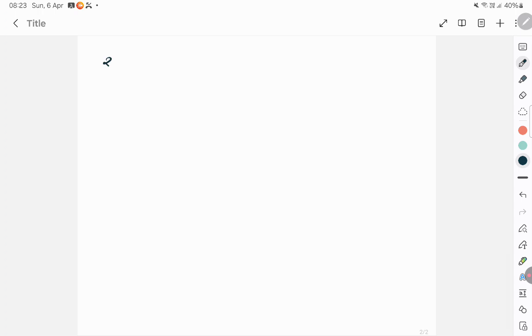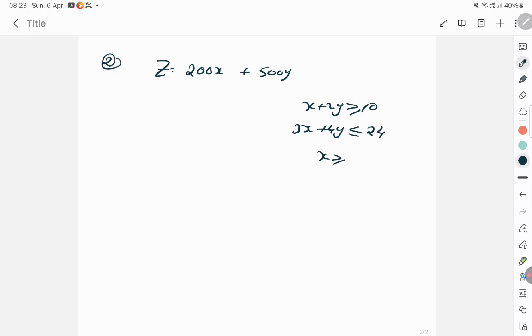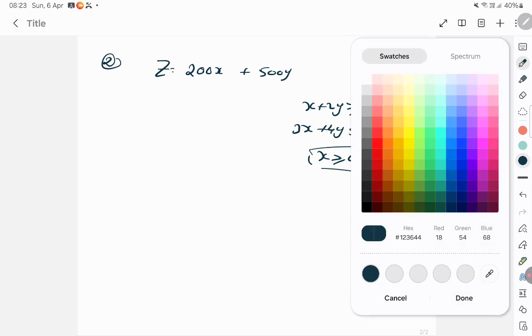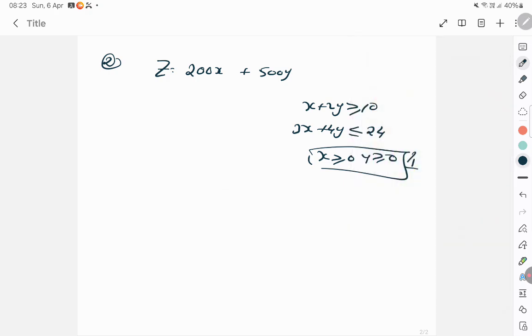The second example is z is equal to, every question will have an objective function. The objective function is 200x plus 500y, where the inequalities are x plus 2y is greater than or equal to 10, 3x plus 4y is less than or equal to 24, x is greater than or equal to 0, y is greater than or equal to 0. These two represent the first quadrant. As always, in the manufacturing industry, x and y cannot be negative. So that takes care of it. It's only the first quadrant. You don't have to draw this. It's the first quadrant, that's all.